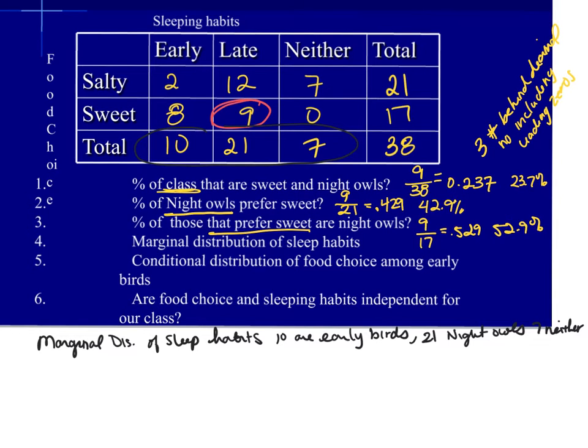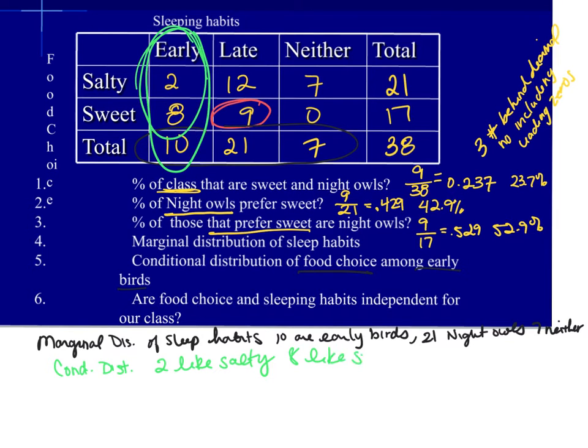Now the conditional distribution of food choice among early birds means I'm going to be looking at food choice among early birds, so just these numbers. Okay, so the conditional distribution here would be 2 like salty and 8 like sweet. And again, if it's a conditional relative frequency distribution, you would do 2 out of 10 and 8 out of 10 and turn those into percentages.